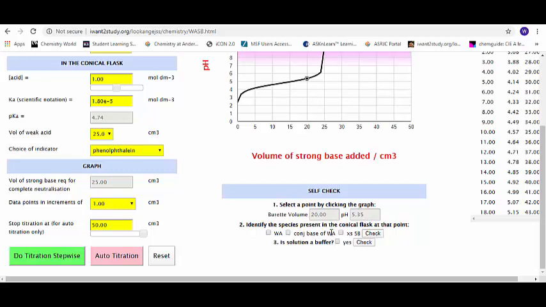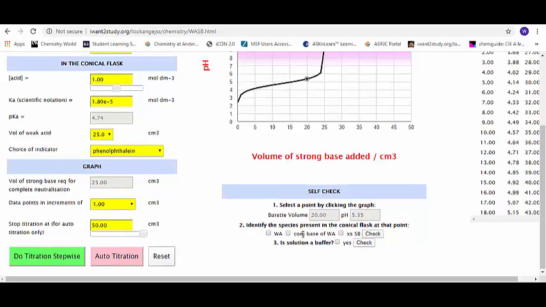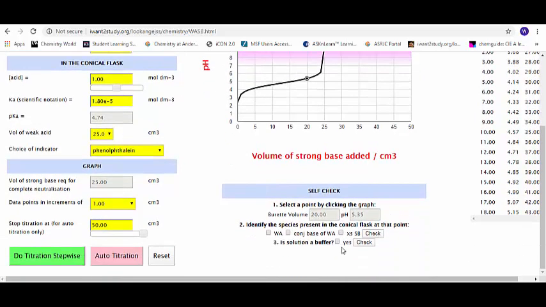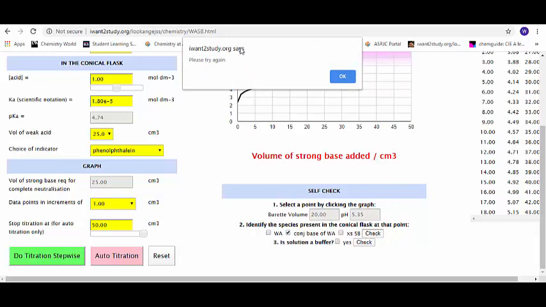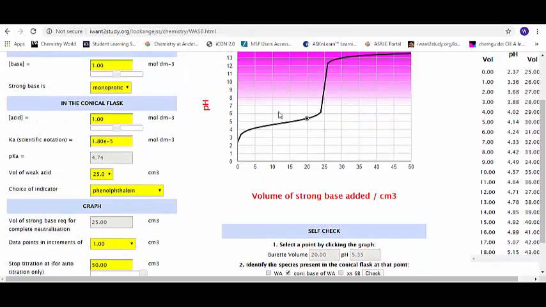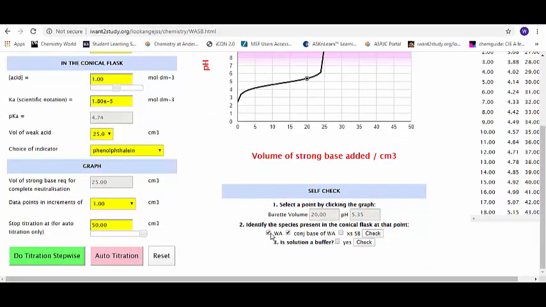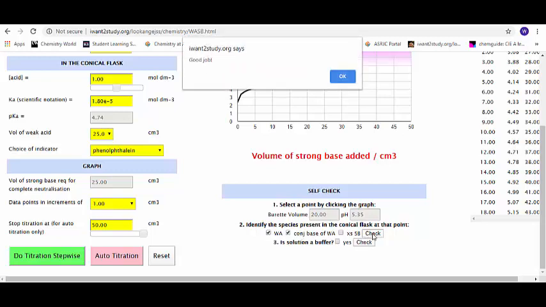Over here, there is even a feature that allows you to check if you have identified the species in the conical flask correctly. So let's say I just key anyone here. The species present at this point is conjugate base of weak acid. And I click check. If I got it wrong, it will say, please try again. So of course, we know that at this point, there should still be weak acid, along with the conjugate base of the weak acid. So I click both and I click check again. And now I got it correct. So it will say, good job.